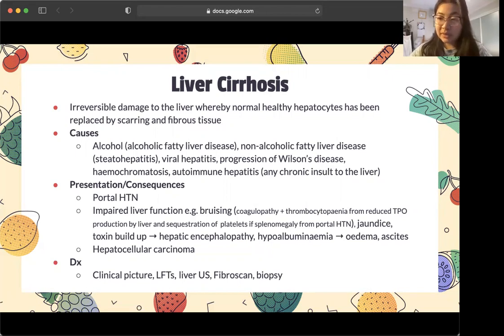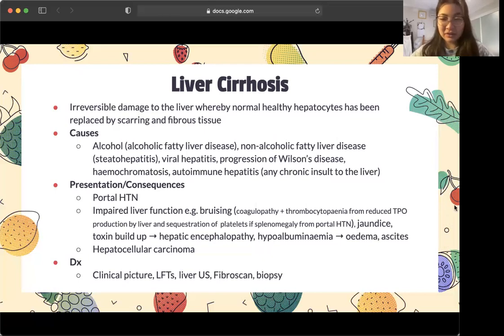One more thing that I just want to clarify, there was a typo on the previous slide about the viral hepatitis. Hepatitis D requires hepatitis B to replicate, not Hep A. So just wanted to clarify that just in case.